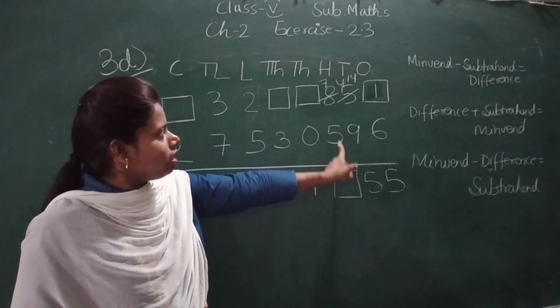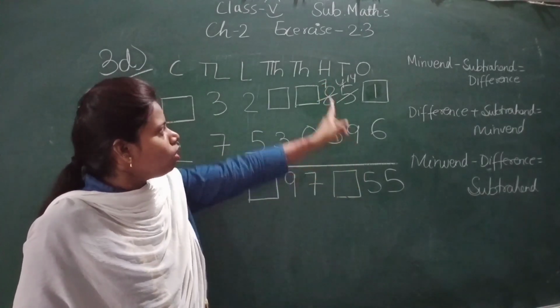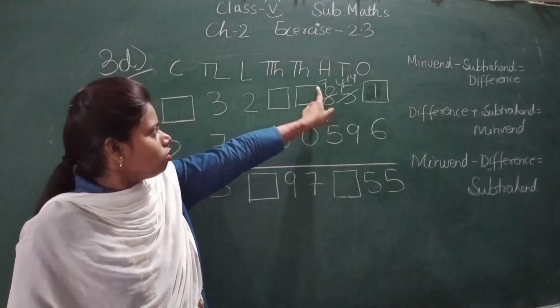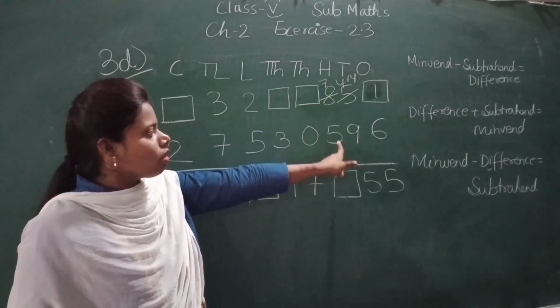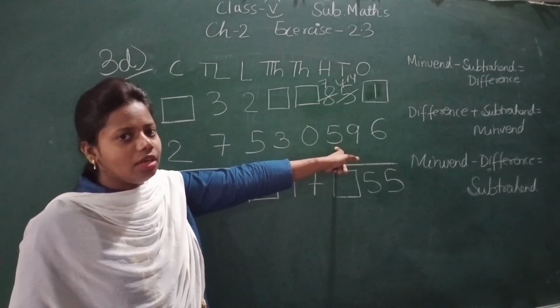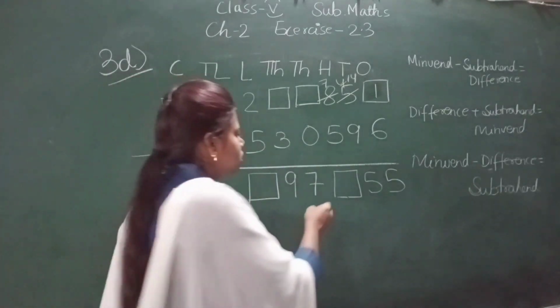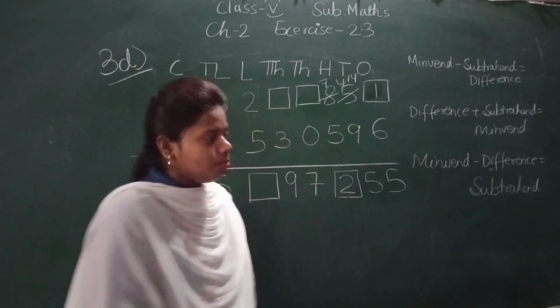Now 7 minus 5. To find the difference, what do you do? Minuend minus subtrahend. The minuend is larger. 7 minus 5 is how much? 2. Okay, done.